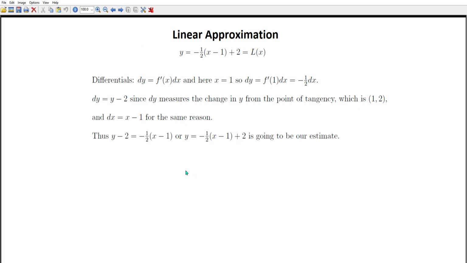And now if you plug that in, you get that dy is y minus 2 equals minus 1/2 dx is x minus 1. And if you move the 2 to the right-hand side, you get y equals minus 1/2 times x minus 1 plus 2, which if you look up here is exactly what L of x is. So this calculation is pretty much the same calculation we just did. You pop in 0.98 and you get 2.01.